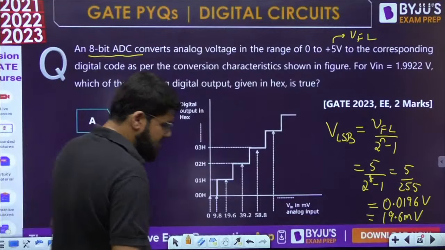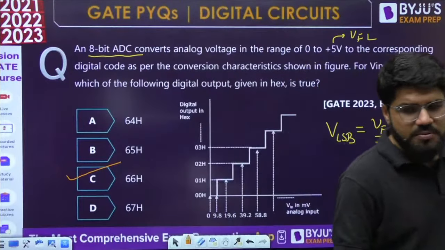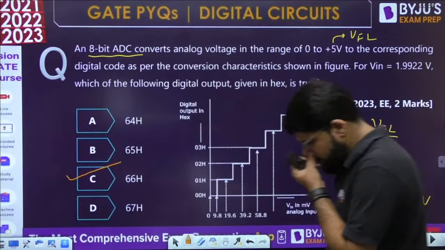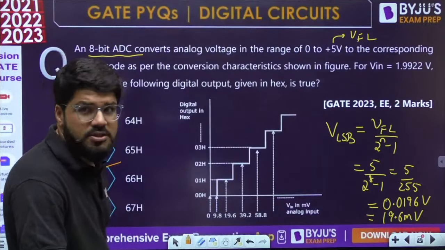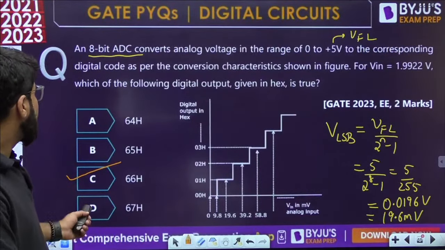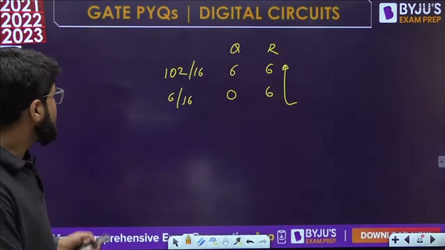option C, that is 66. The answer is option C, 66 is the final answer. Moving ahead to the next question.